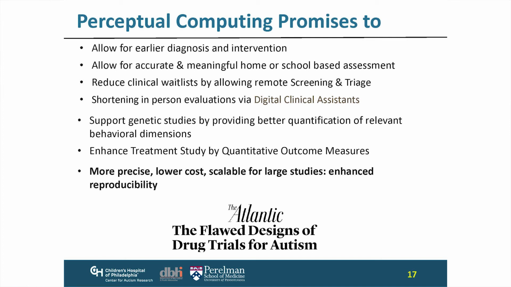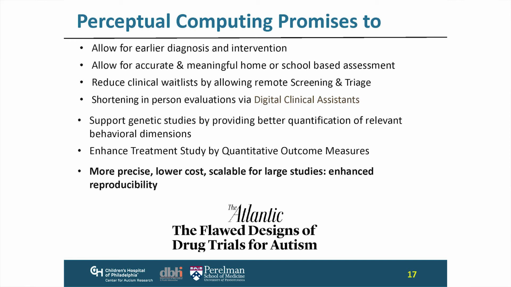Can it shorten the in-person evaluations? Our in-person evaluations tend to be very long. Can we have a digital assistant before and during that augments that? We'd love to get these into large genetic studies where we can really get much more information about the underlying latent traits that might define individuals with autism. And I also think we should get it into treatment studies.